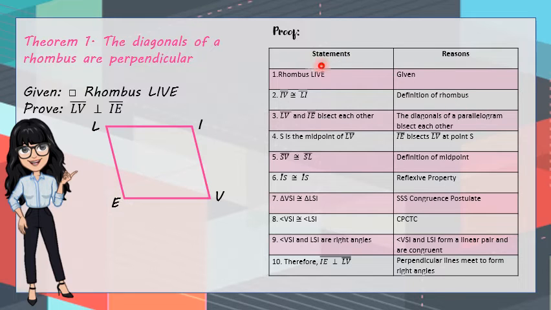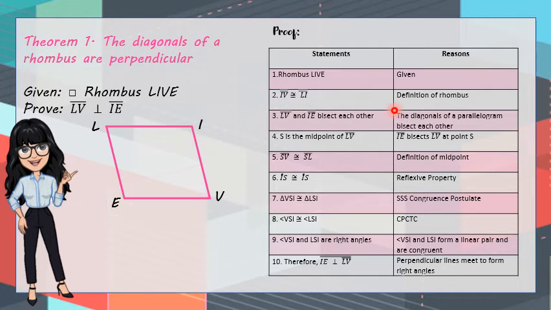Again, on the first column, we have the statements. On the second column, we have the reasons. We will start with the first statement, which is the given: given rhombus LIVE. Now, again, we draw conclusions, ideas coming from our given, or from our theorem, or from our figure. So we have here segment IV is congruent to segment LI. Where is IV? This one is segment IV, and this one is segment LI. So these two, according to our second statement, are congruent.